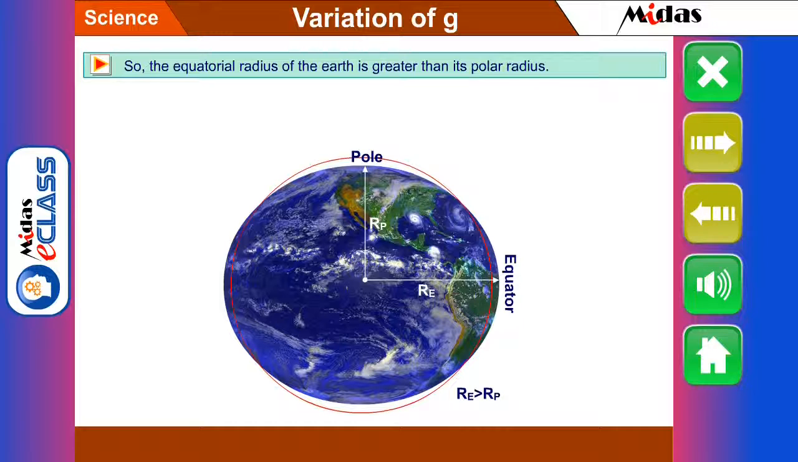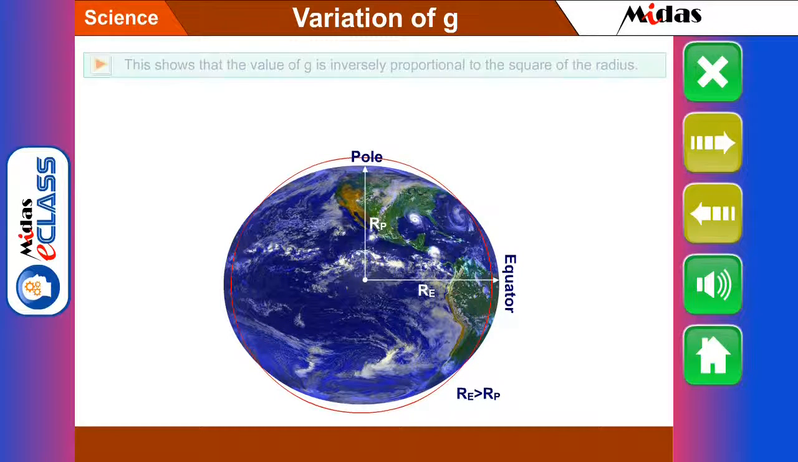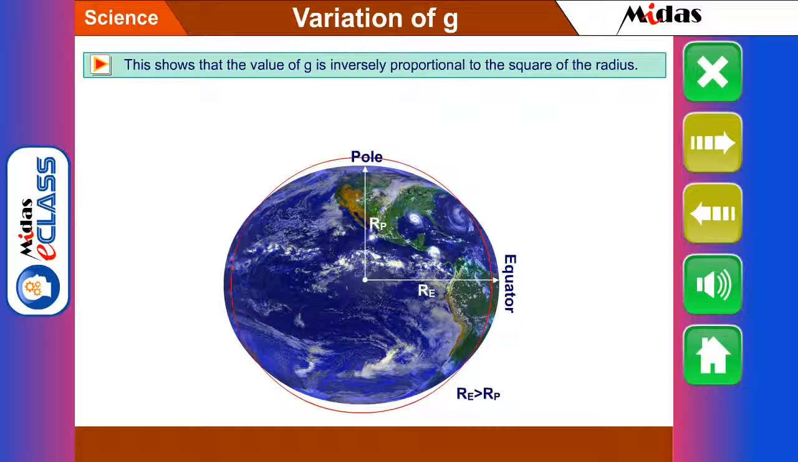Now, since we know that g is equal to G multiplied by M divided by R square, therefore, g is proportional to 1 by R square, since we know that G and M are constants. Students, this shows that the value of g is inversely proportional to the square of the radius.